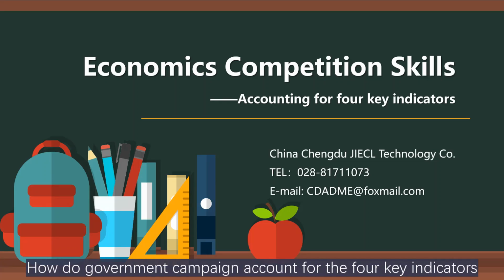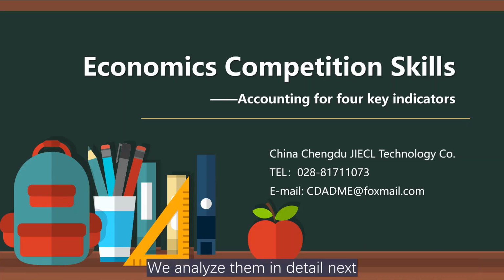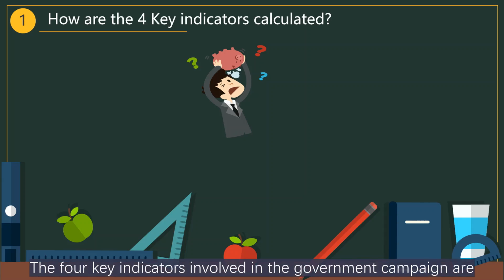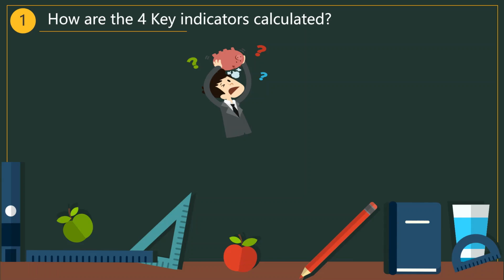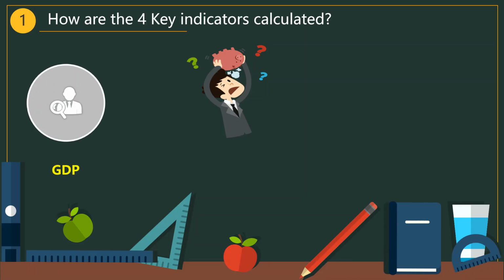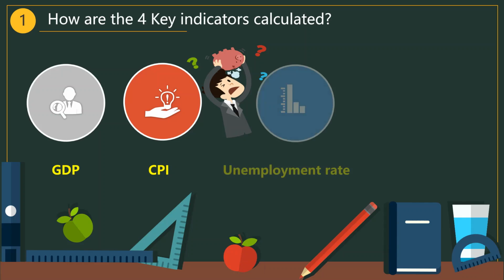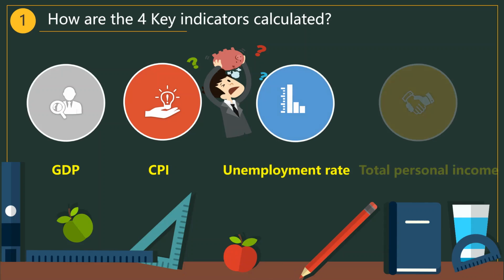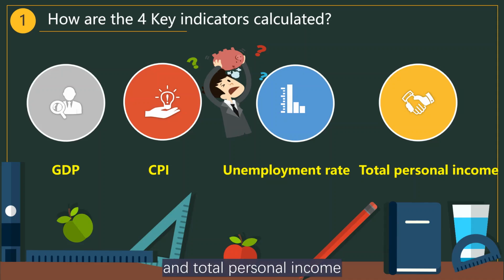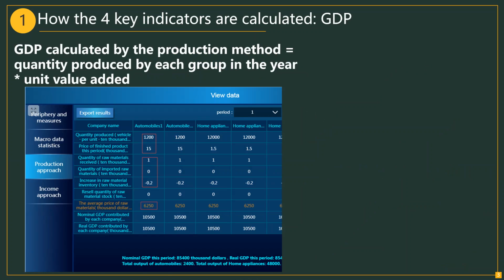How does the government campaign account for the 4 key indicators? We analyze them in detail next. The 4 key indicators involved in the government campaign are GDP, CPI, unemployment rate, and total personal income. And we'll go over them in that order next.